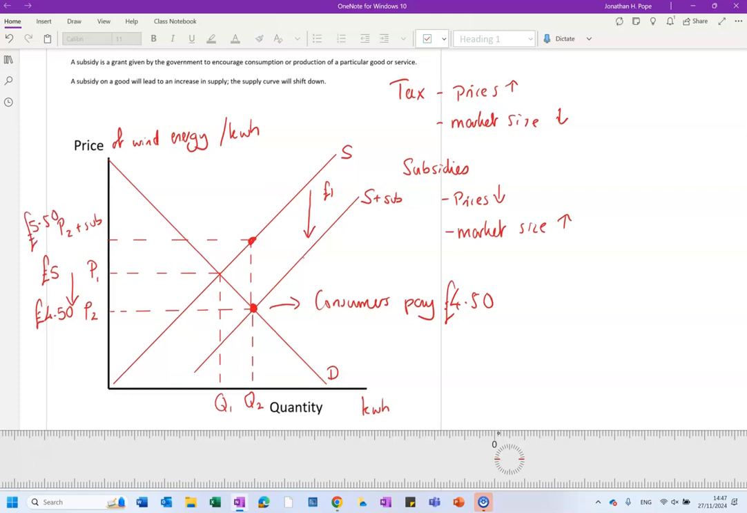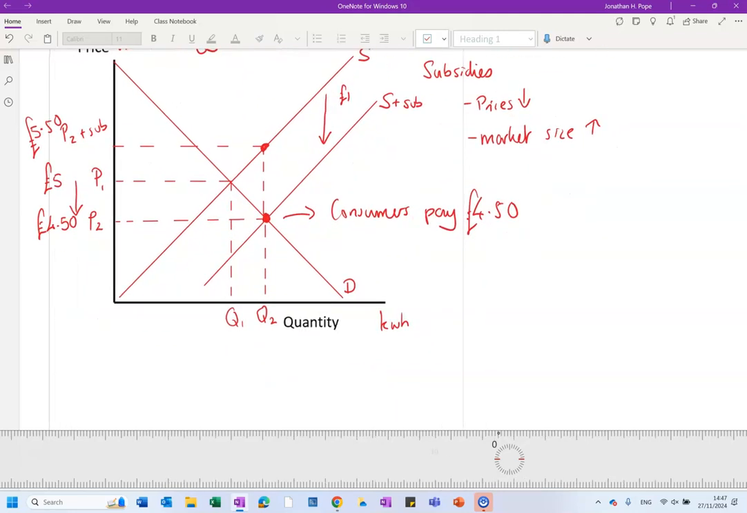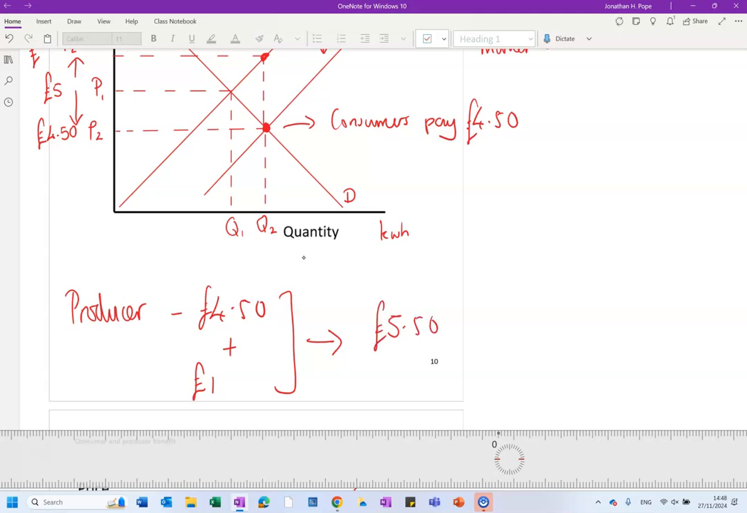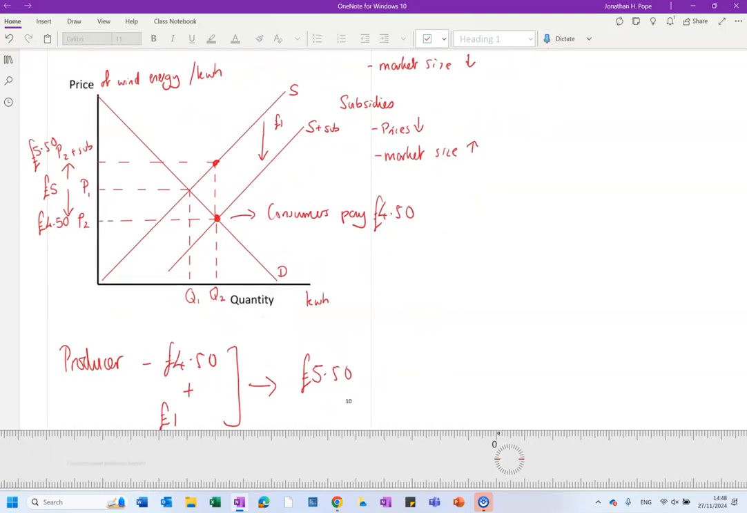So the firm receives £5.50, the consumer pays £4.50, the consumer has benefited, because they now have a lower price, and the producer has benefited because they're receiving a higher price. Now, what is their price? Well, the producer is getting £4.50 from the consumer for every good, and then the government is adding on £1 as well. So when I add that together, the total that they get is £5.50. So the producer should be very happy about this.